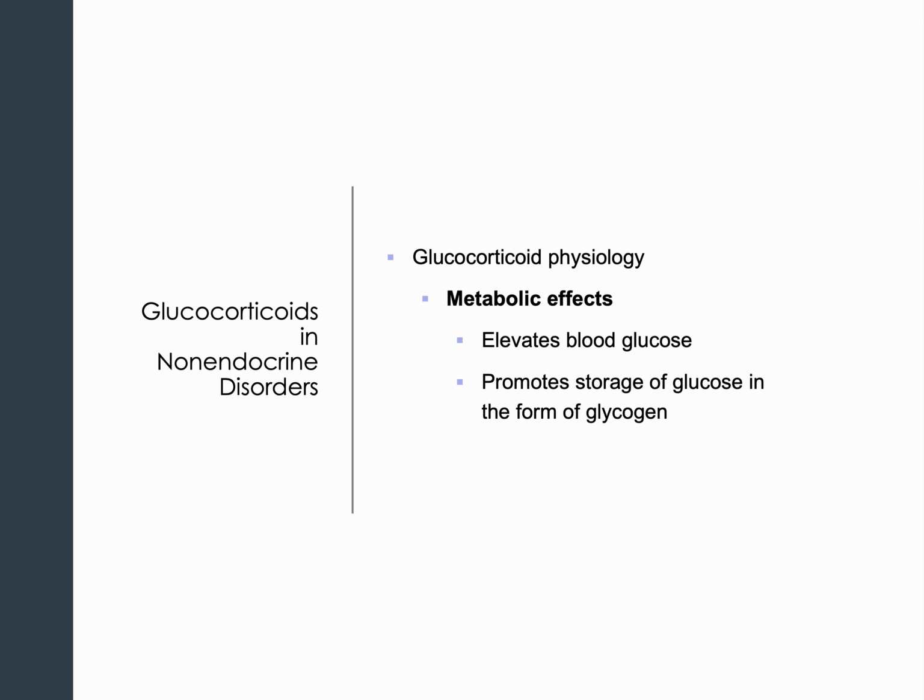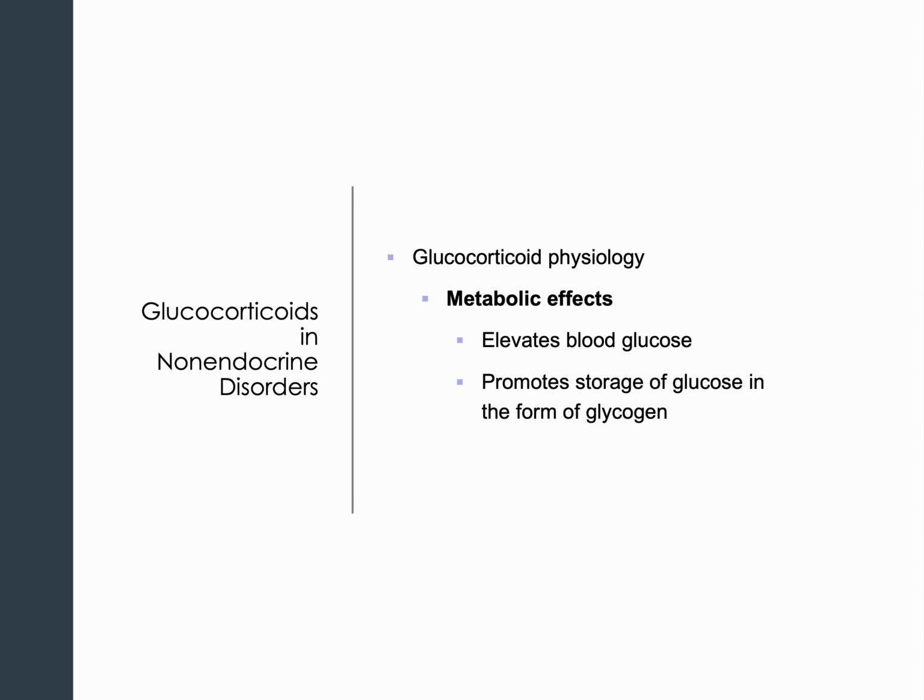Glucocorticoids play many roles in our overall physiology, but first we're going to start with just the effect it has on our metabolism. In terms of carbohydrate metabolism, the principal effect is going to be the elevation of blood glucose. Glucocorticoids do this by promoting the synthesis of glucose from our amino acids and our lipids. They reduce peripheral glucose utilization and reduce glucose uptake by our muscles and adipose tissue. So the net effect is going to be increased blood glucose. Glucocorticoids also promote the storage of glucose in the form of glycogen in our body.